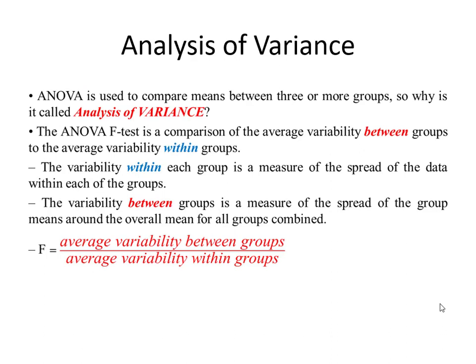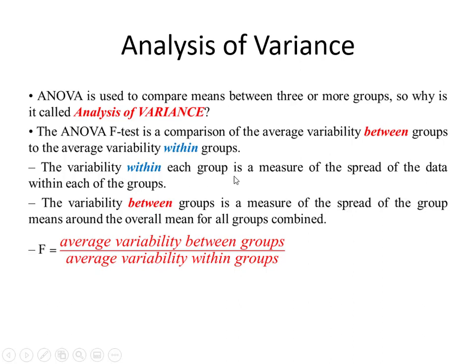So starting from the introduction of analysis of variance, how you will conduct the analysis of variance. ANOVA is used to compare means between 3 or more groups. So why is it called analysis of variance? Because in ANOVA, as I already discussed in the F statistic, we will compare the variability between groups and the average variability within groups. So basically we will compare the ratio between and within group, and I have already discussed what is within and what is between. The ANOVA F statistic is a comparison of the average variability between groups to the average variability within groups. So in the numerator, this is average variability between groups, and in the denominator, average variability within groups.